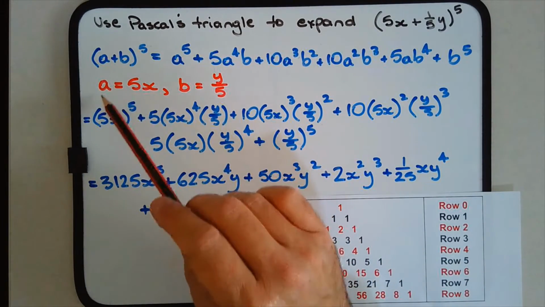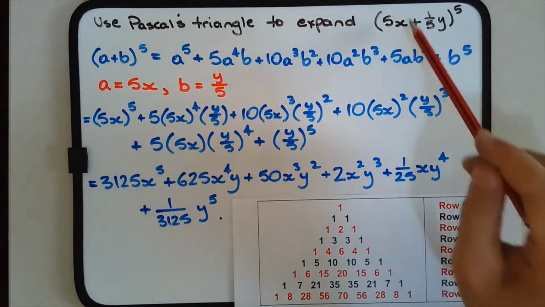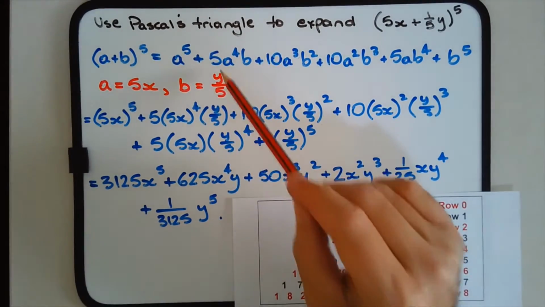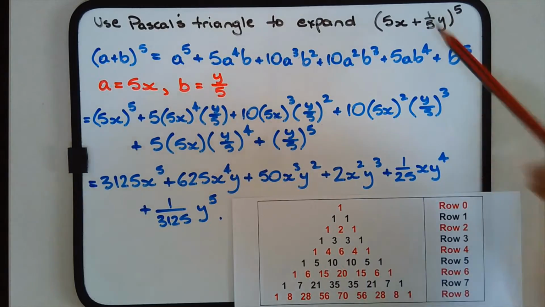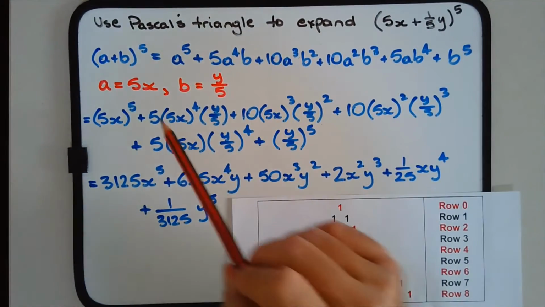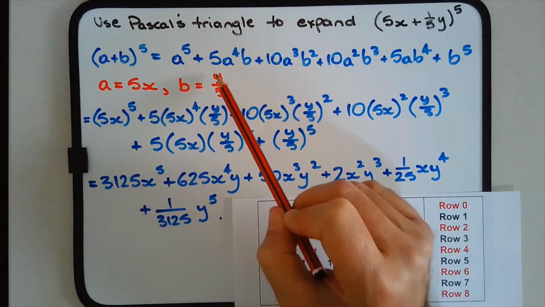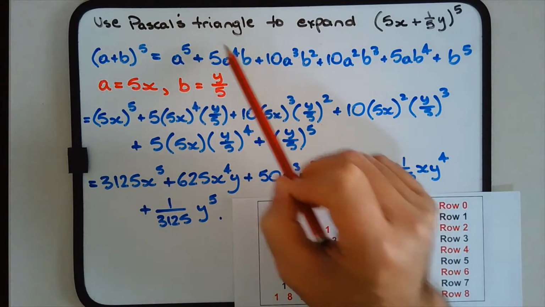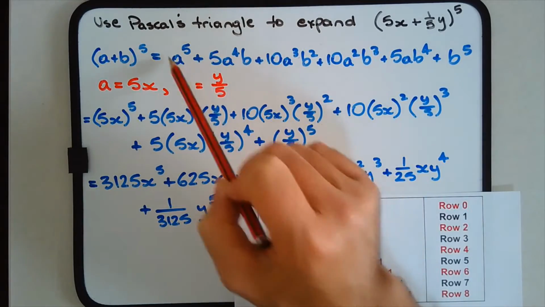Now a equals 5x from the original binomial and b equals y over 5. So rather than writing it as 1/5 y, it's just a little bit easier to write it as y over 5.